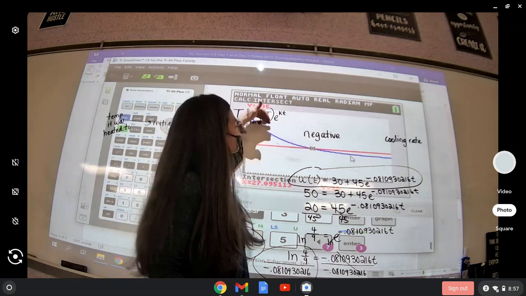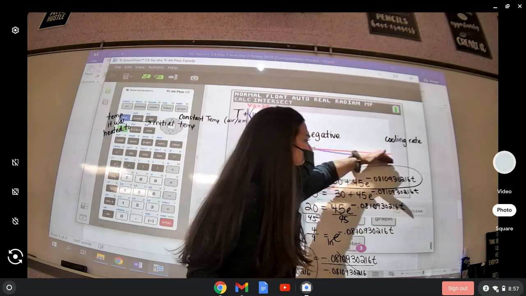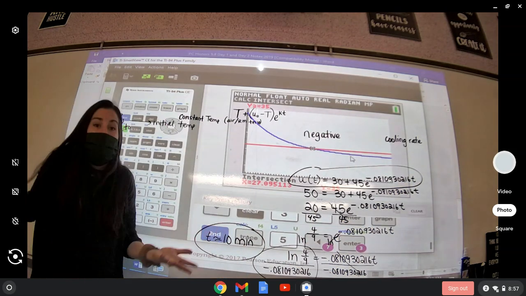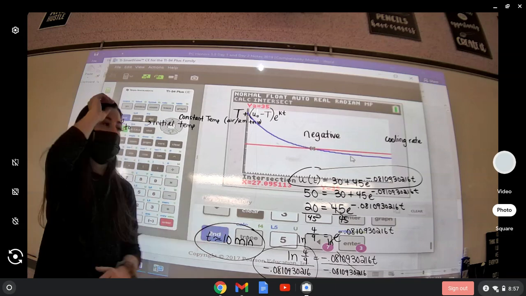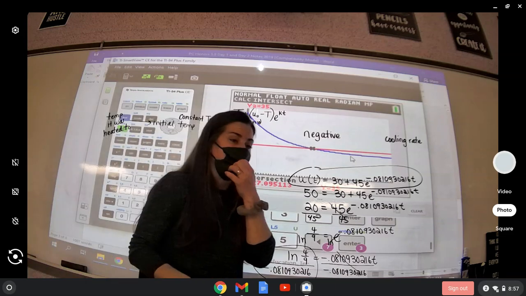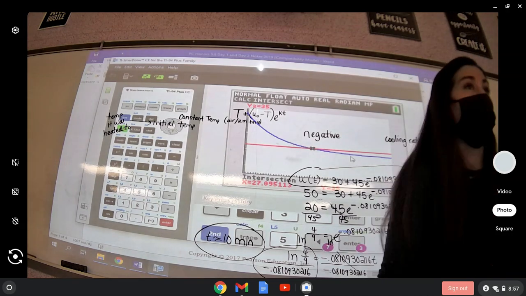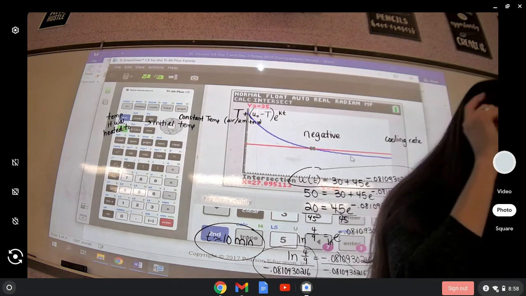So as time goes on, the temperature of your object is gonna get closer and closer and closer to its surrounding medium temp. In this problem, that air temp was 30 degrees in the room, and that's what's gonna happen to your object. All right, can I get a thumbs up? Are you guys okay? Yes, we're okay with the graphing calc? Is everybody at home okay?